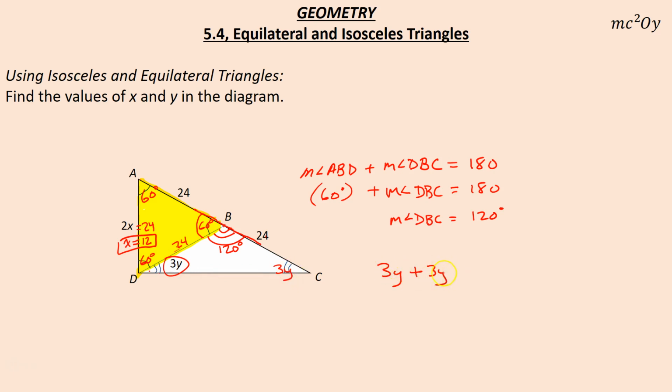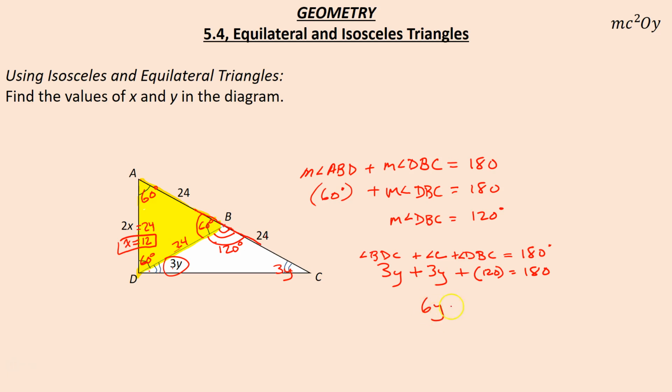So I have my angle BDC plus my angle C plus my angle DBC has to equal 180 degrees. And we know DBC is 120. Okay, so we know that these 3 angles have to add up to 180.